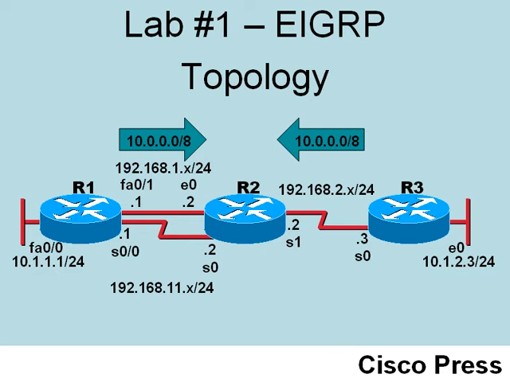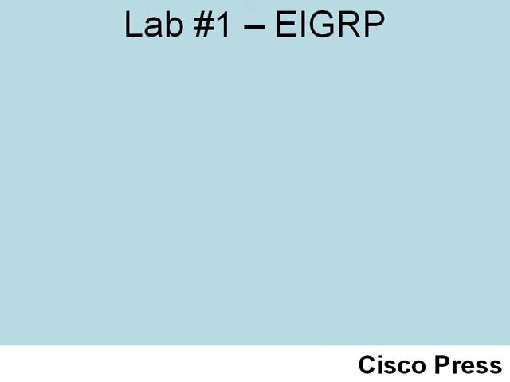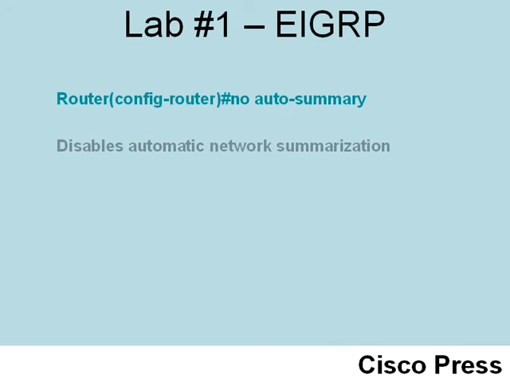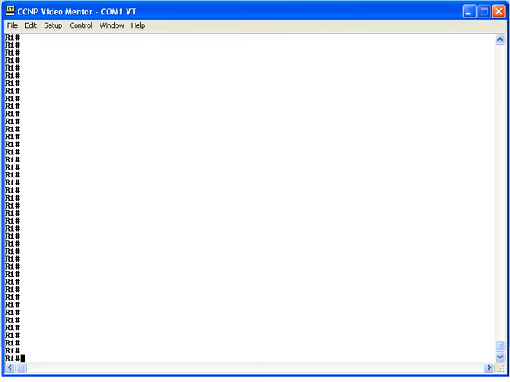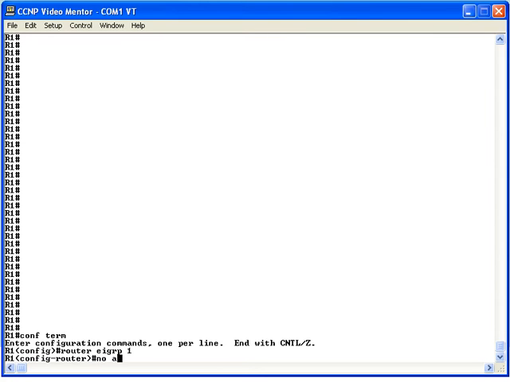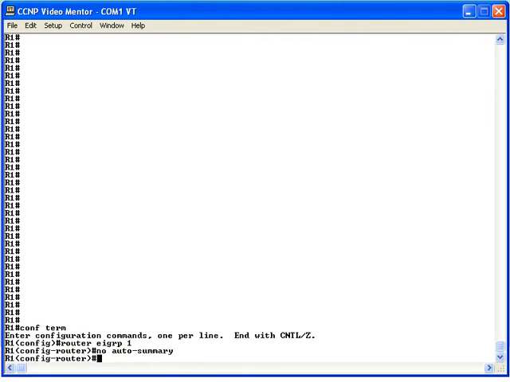How do we fix this? We need to turn off auto summarization. To turn off auto summarization in router configuration mode, we want to say no auto-summary to disable automatic network summarization. Let's do this for each of our three routers. Let's start back over on router R1. Let's go to router R1 and get into router configuration mode.